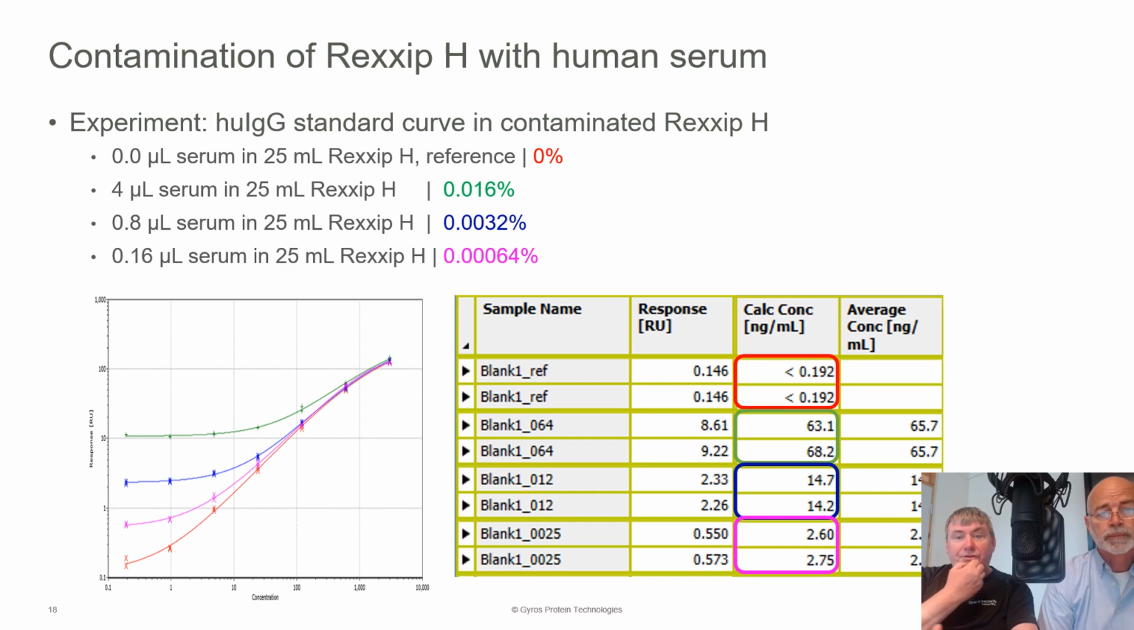So here you can see the impact of adding small amount of serum into the Rexip H buffer, and you can see the dramatic increase in background, just a really tiny amounts of serum, because even a little bit of serum, say on the bottom of your pipette where you're using to actually pipette on a generic animal assay, will have a huge impact on the potential contamination.